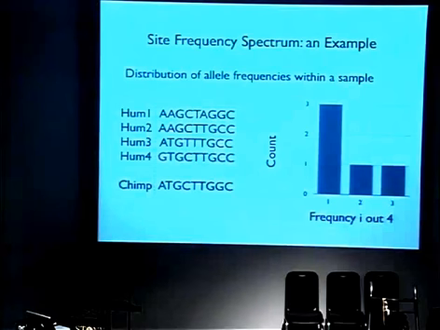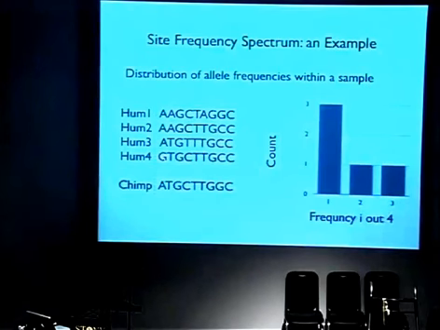So here's an example for the uninitiated. What is the site frequency spectrum? Well, it's the distribution of allele frequencies within a sample. Imagine that I sequenced 4 human individuals and 1 chimpanzee. If I go from left to right, I'm going to find mutations. I'm pulling a little bait and switch here. What I'm going to be talking about is derived allele frequencies. So these are new mutations, the red mutations here. I'm going to go through this alignment and basically tally up the counts of each of the different frequencies.